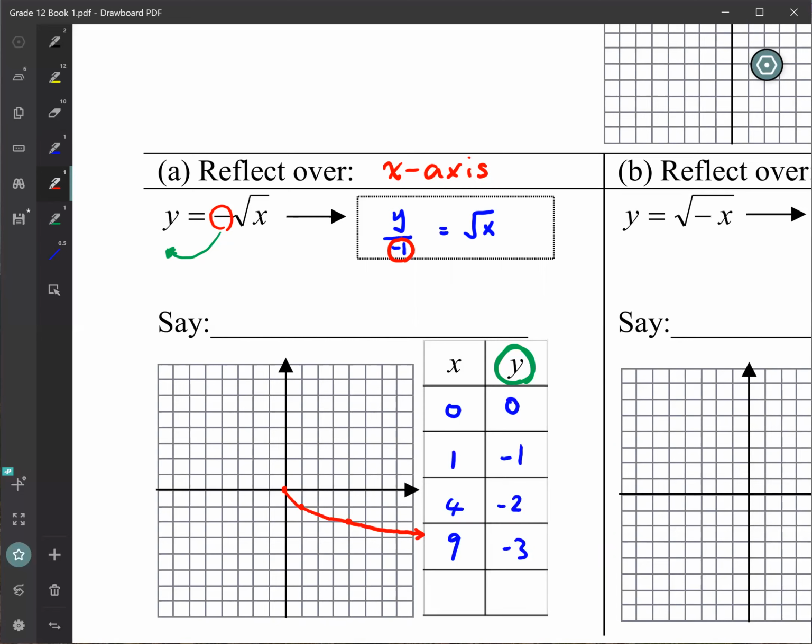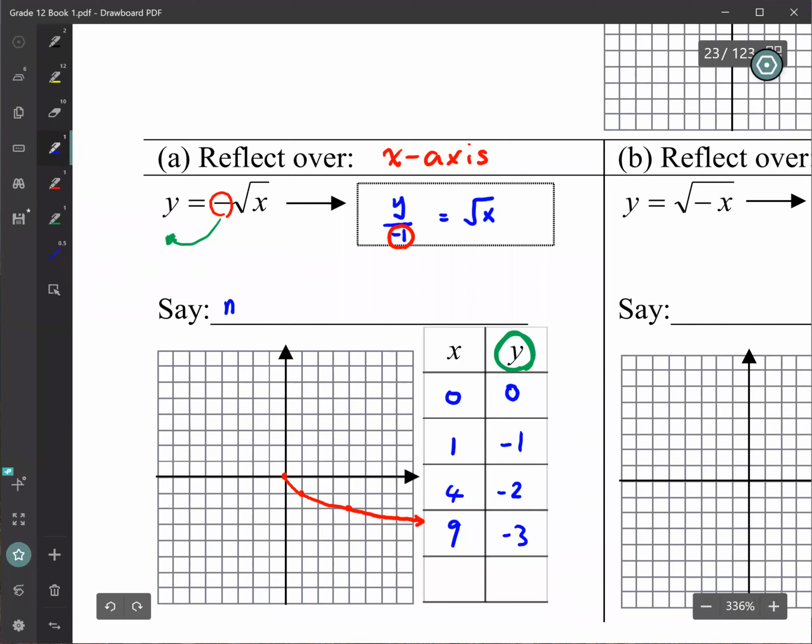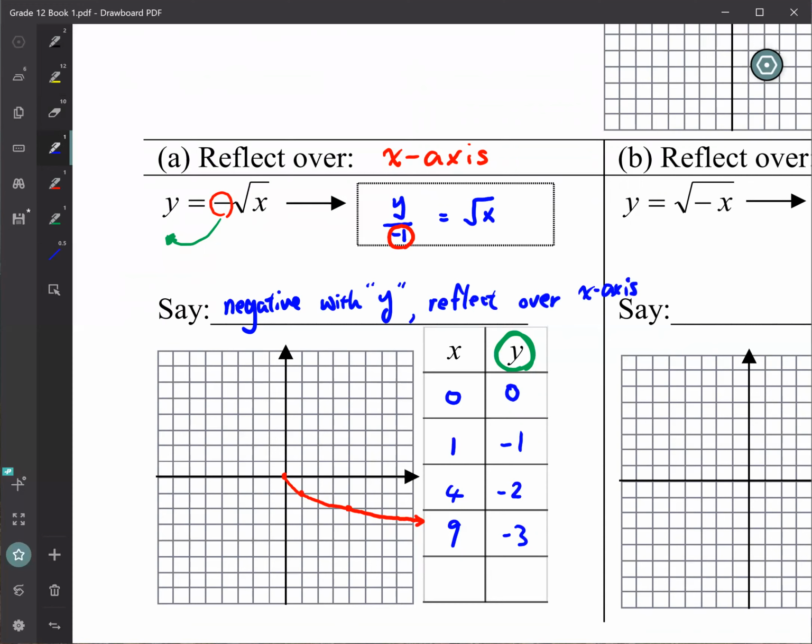Okay, so we'll say negative, it could be multiplied with or divided with the y. Okay, let me rewrite it. Okay, I'll write it forward. Negative with y reflects over x-axis. Okay, so this is our reflection rule number 1. Okay, so I would like everybody to say together, please turn on your mic.